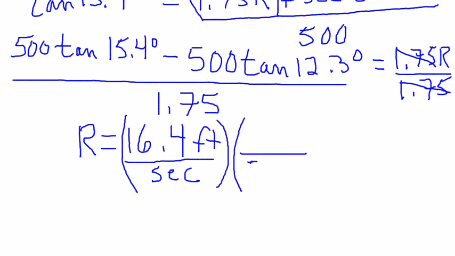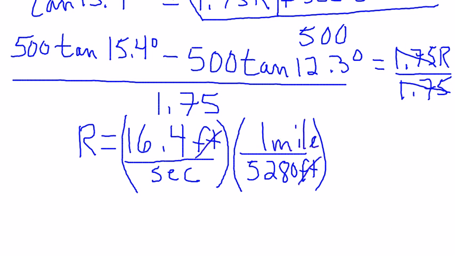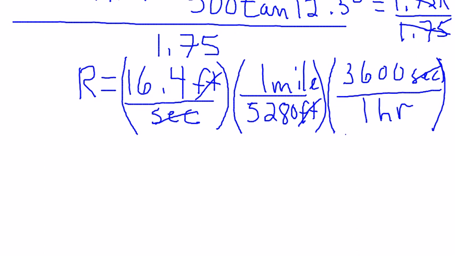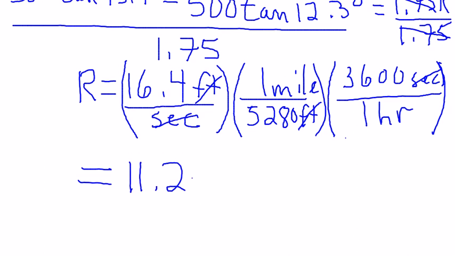Well, there's 5,280 feet in 1 mile. So the feet units cancel. And then there are 3,600, 60 times 60, seconds in 1 hour. So the seconds cancel, and now the units that I have left will be miles per hour. So we multiply that out, and we end up with 11.2 miles per hour. And so, of course, the car is not speeding.